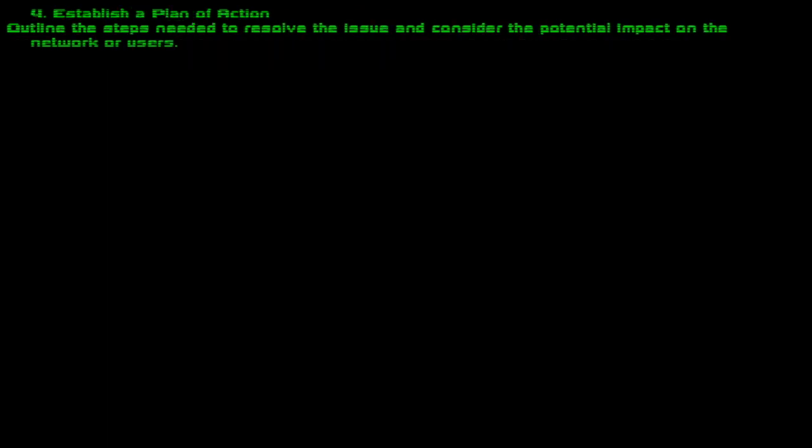4. Establish a plan of action. Outline the steps needed to resolve the issue and consider the potential impact on the network or users. 5. Implement the solution or escalate. Either resolve the issue yourself or escalate it to higher-level support or specialists.